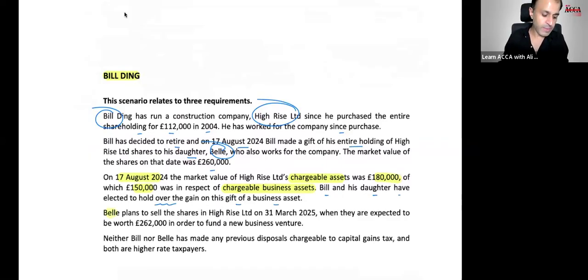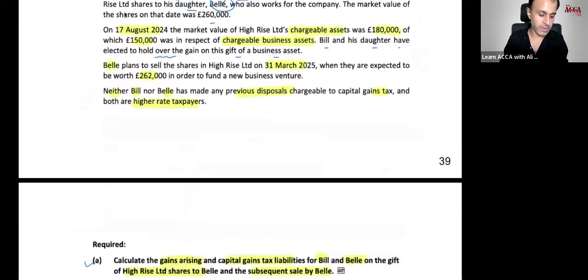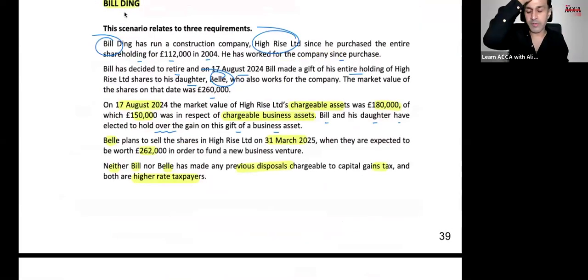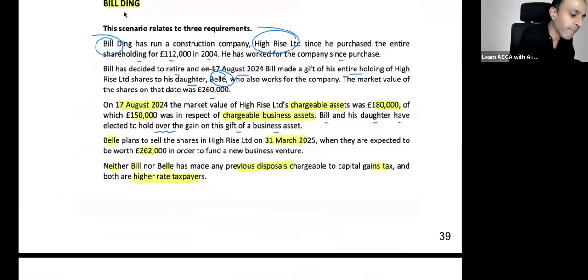Belle then in turn plans to sell the shares on 31st of March, when they are expected to be worth 260,000. Neither Bill nor Belle has made any previous disposals for capital gains tax, and both of them are higher rate taxpayers. So that's it. It looks to me like a very simple question. They have tested us mainly on the gift relief. But the gift relief that we will apply over here will be different, because this is a gift of shares, and in relation to shares the gains are rolled over in a different manner, not the manner that we have seen in the Alice and mother case.